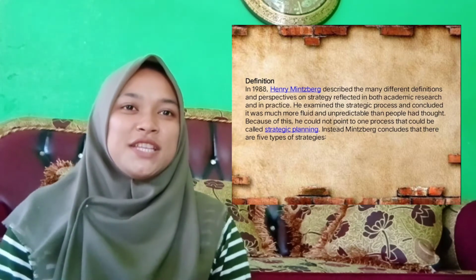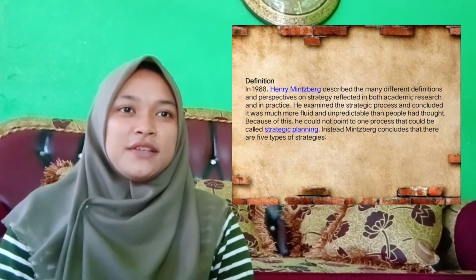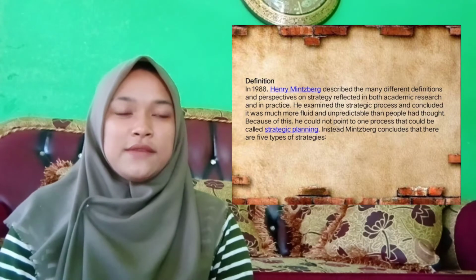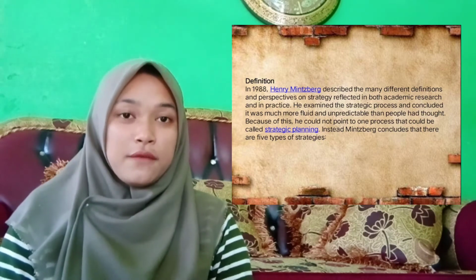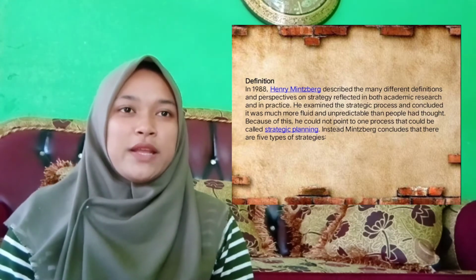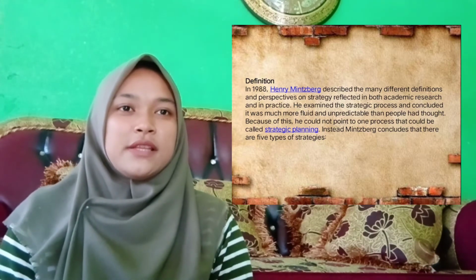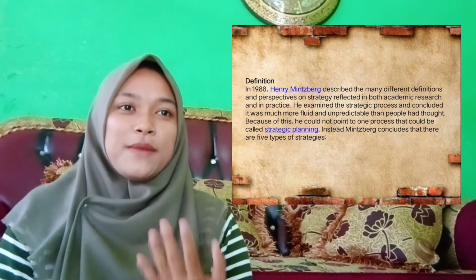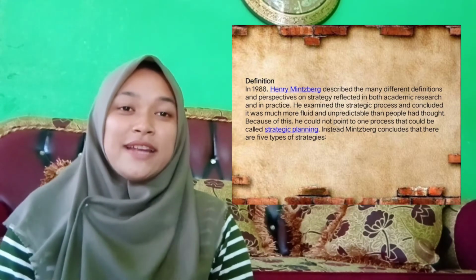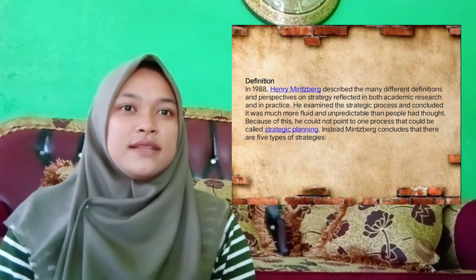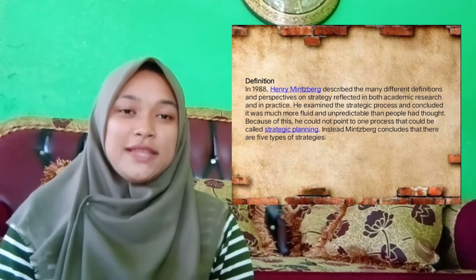Point 1. Strategy as plan: a directed course of action to achieve an intended set of goals, similar to the strategic planning concept. Point 2. Strategy as pattern: a consistent pattern of past behavior, with a strategy realized over time rather than planned or intended.